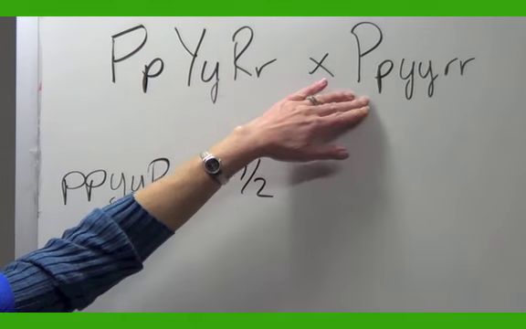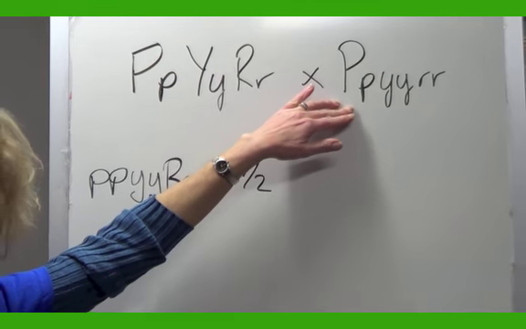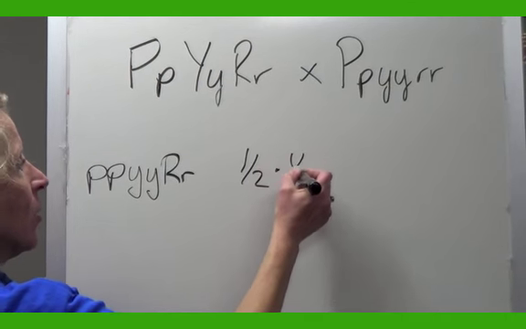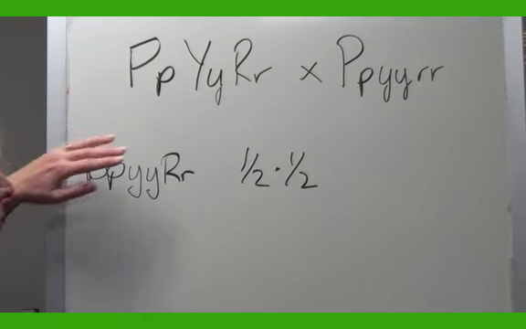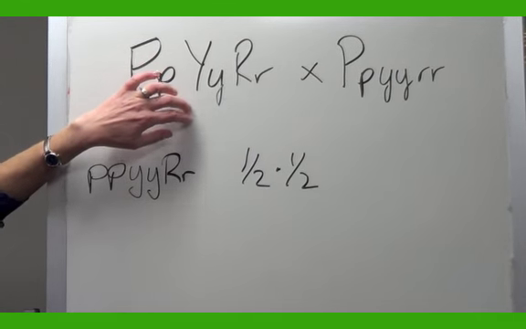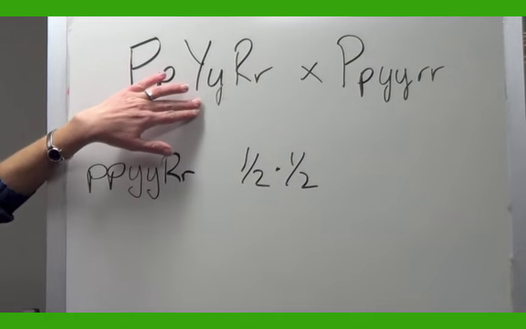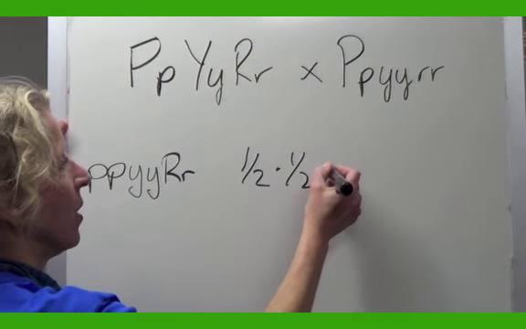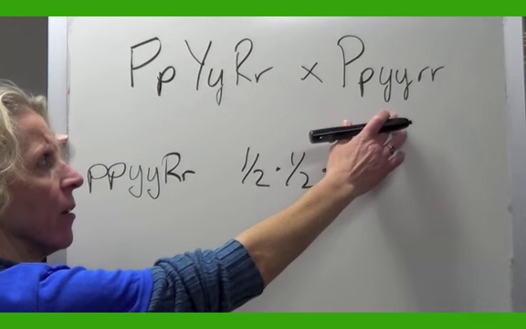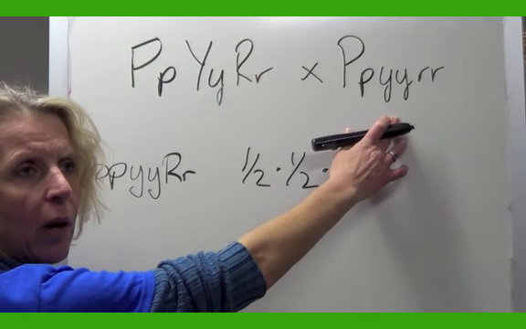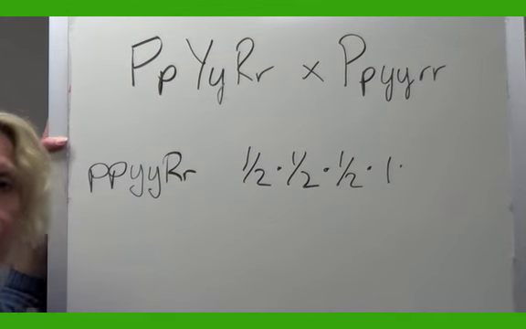And then what's the chance that the other parent will also give little p? That's also 1/2. So I multiply 1/2 times 1/2, but we're not done. Now we have to look at the seed. What's the chance that this parent is going to give a little y? We have big Y or little y, so it is, again, 1/2. We look at the other parent, what's the chance they're going to give a little y? Well, it's 100%, so we're going to multiply that by 1.